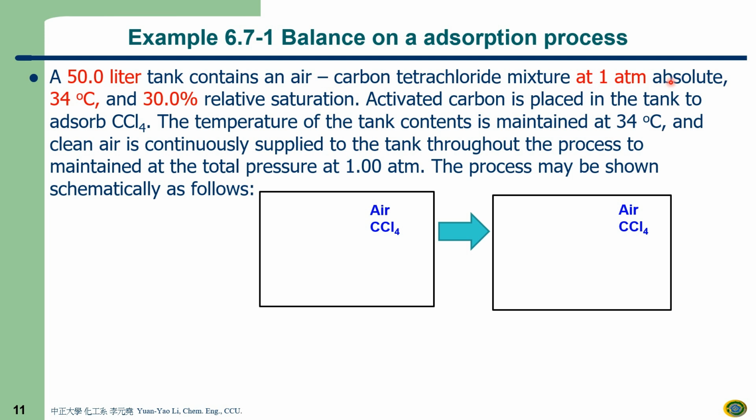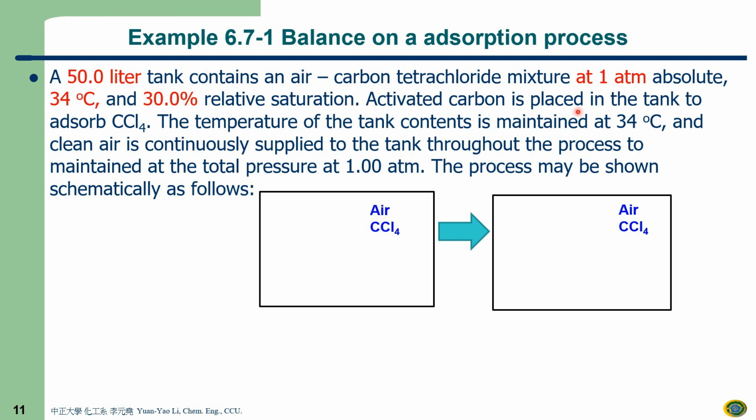Right. So if I say gauge, that means absolute pressure will be plus 1. That means it will be 2 atm. Right. So it's at 34 Celsius and 30% relative saturation. Remember what relative saturation is? I want you to remember because it's very likely to be in your final exam. If I say relative humidity, you need to know the definition of relative humidity. But anyway, in this case, I will tell you what this is.